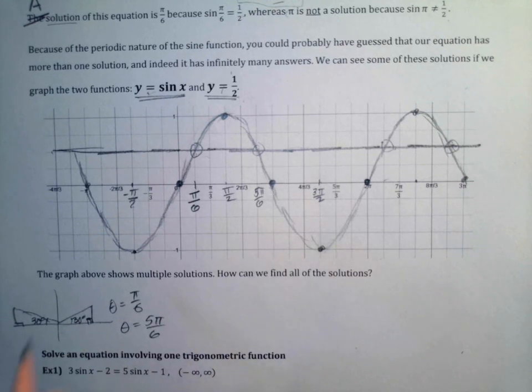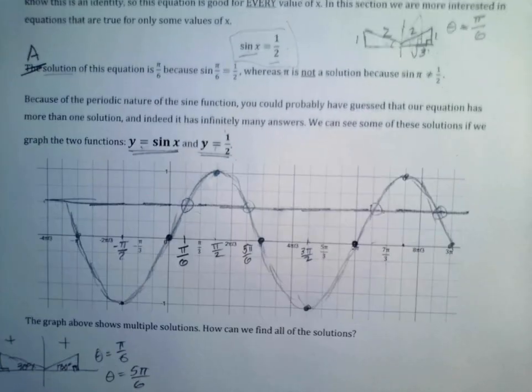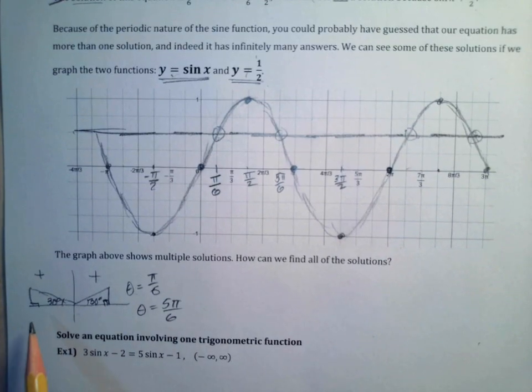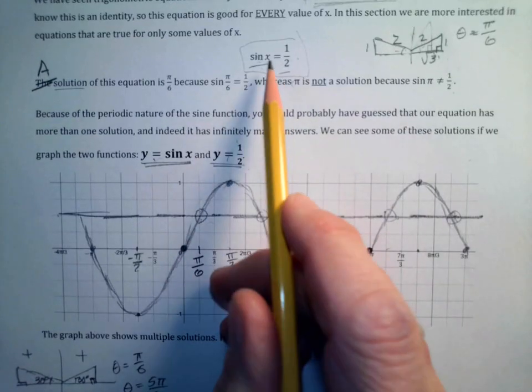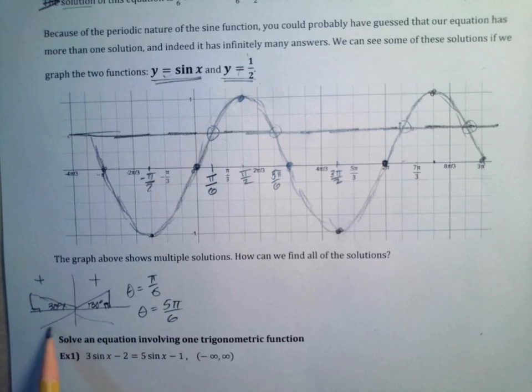And then also it helps if we are thinking about all students take calculus, right? Sine is positive in the first and second quadrants. So since we're dealing with positive 1/2, we know we're in the first 2 quadrants. If this was a negative 1/2, then I know I would be dealing with the stuff down here in quadrants 3 and 4.